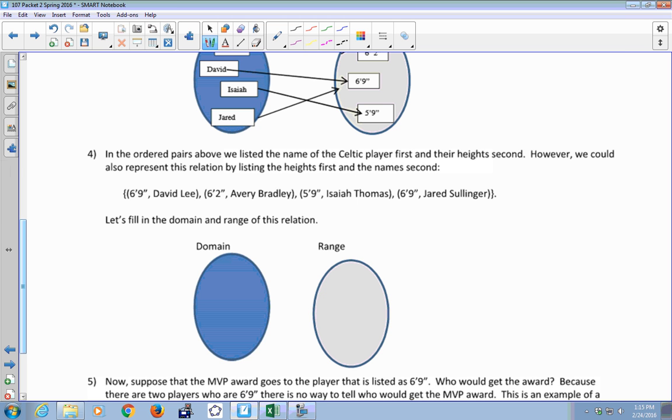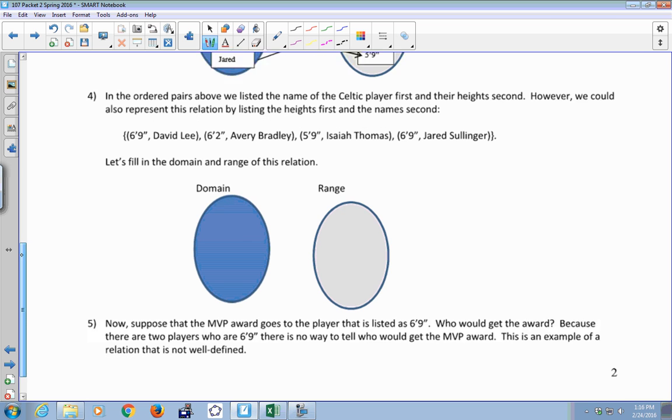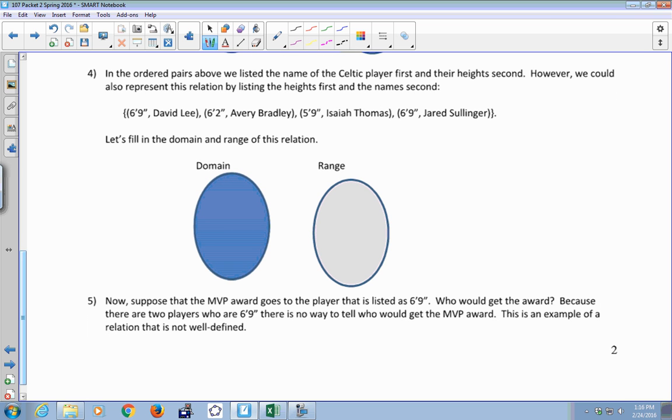But we could also represent a relation by switching it. We could list heights first and then names. So if I was going to fill in the domain and range this time, my domain is always my first component. My domain now is going to be 6'9", 6'2", and 5'9". And my range is the names, the second components of the ordered pairs: David, Avery, Isaiah, and Jared.